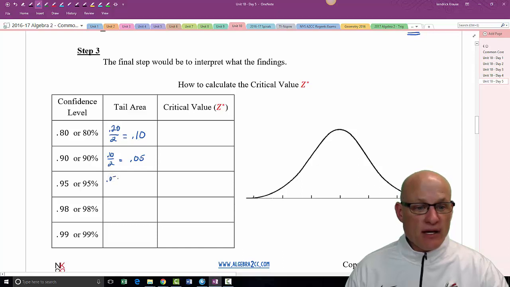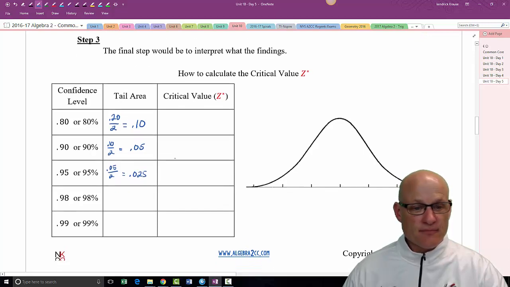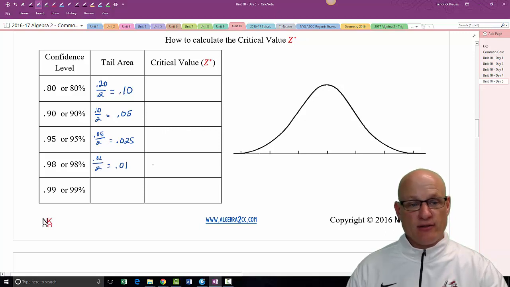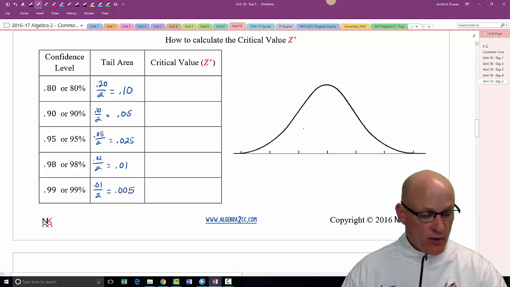0.05 and divide by 2. So our tail area is going to be 0.025. In this next one, we're missing 2%, so 0.02 divided by 2. Our tail area is going to be 0.01. That would be for a 98% confidence. And for a 99% confidence interval, we're missing 0.01, so we divide by 2, and we get 0.005.